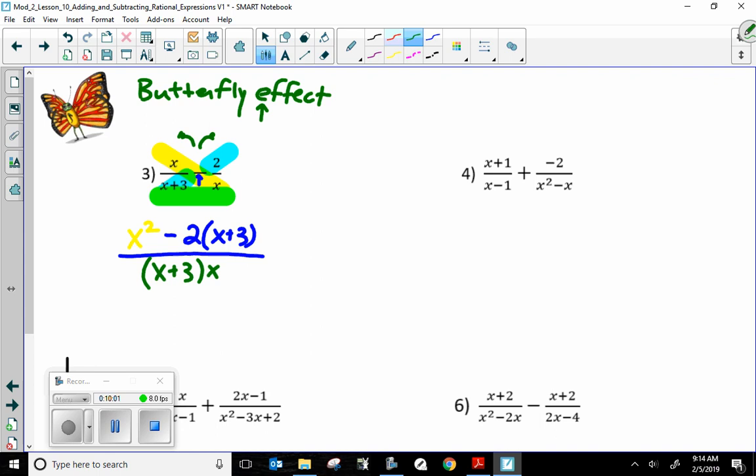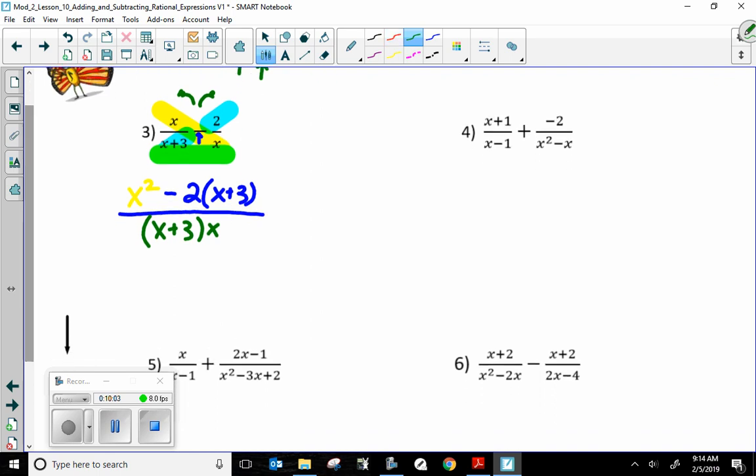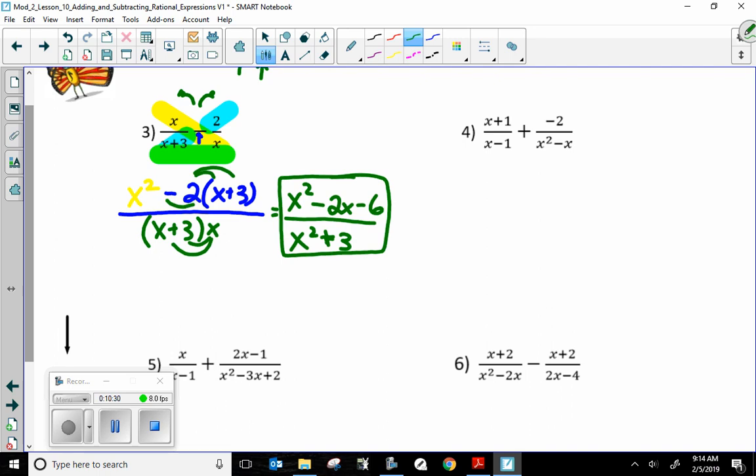So this is what we got. Let's just clean this up. Now I have x squared minus, I'm going to distribute this, minus 2x minus 6, because don't forget the negative sign distributes, okay, all over, and if I distribute this, I get x squared plus 3x, and my friends, that is great.